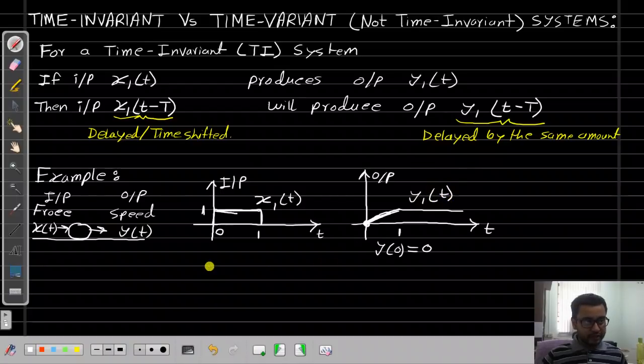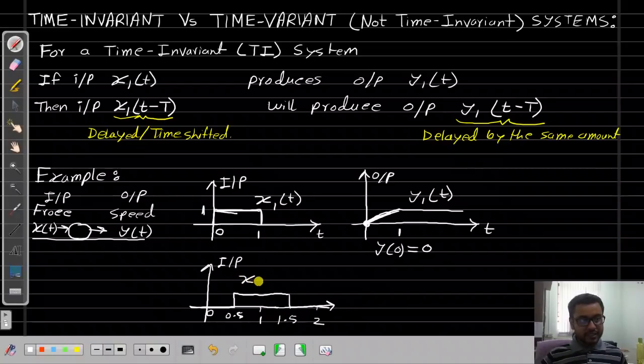Now after we do that experiment, we will do another experiment where the input will be like this. It will start say at this point, then it will be 1 and then come down to 0. Call this point 0, this is 0.5, this is 1, this is 1.5, and so on. So this input is x1(t) delayed by half unit of time.